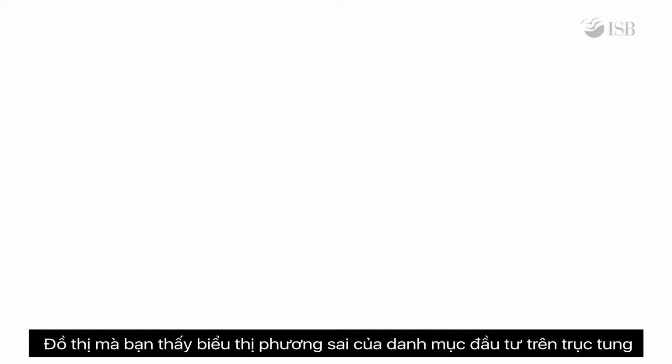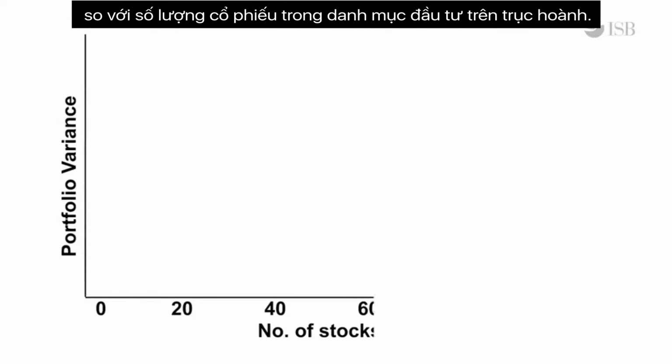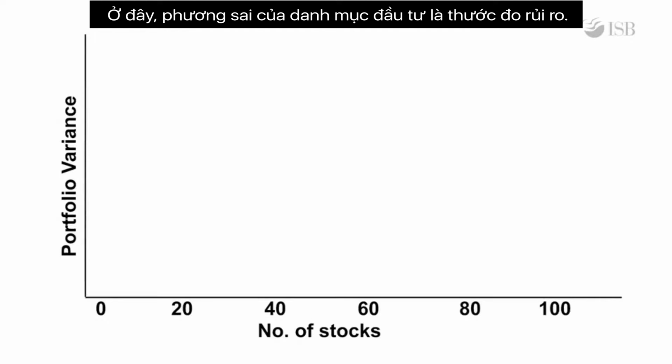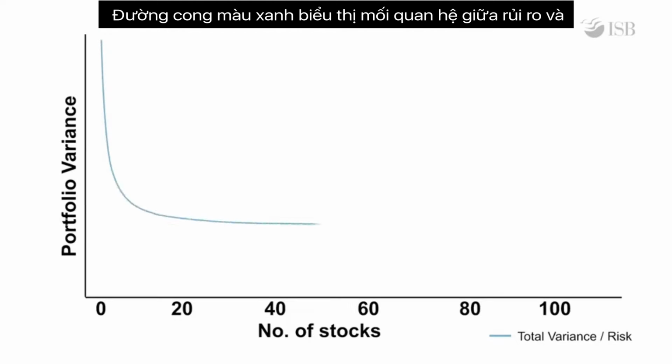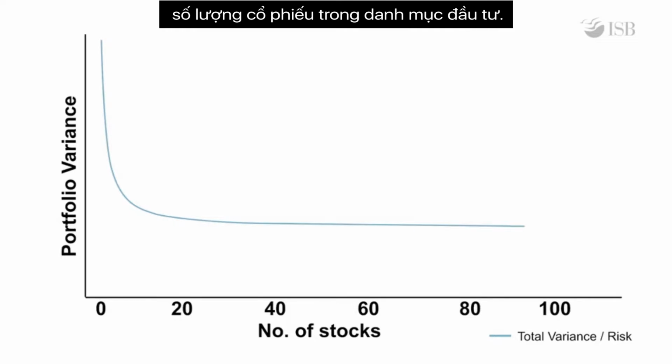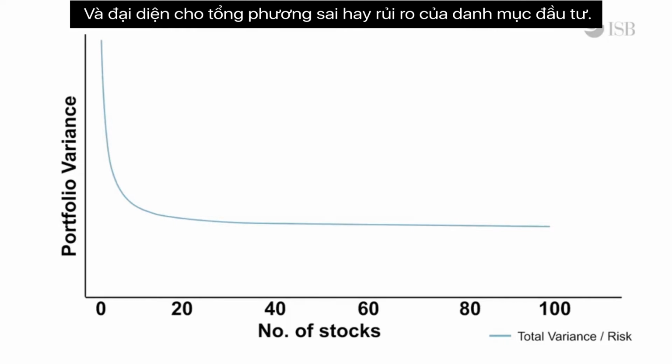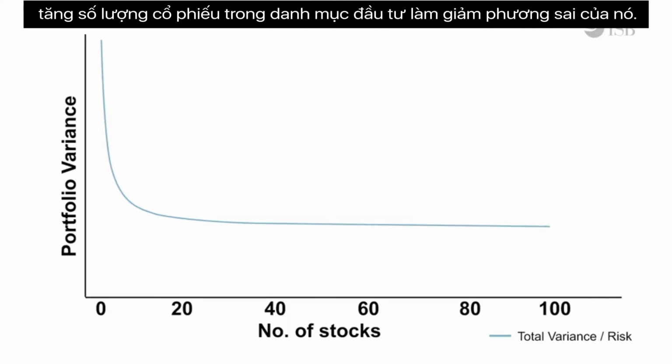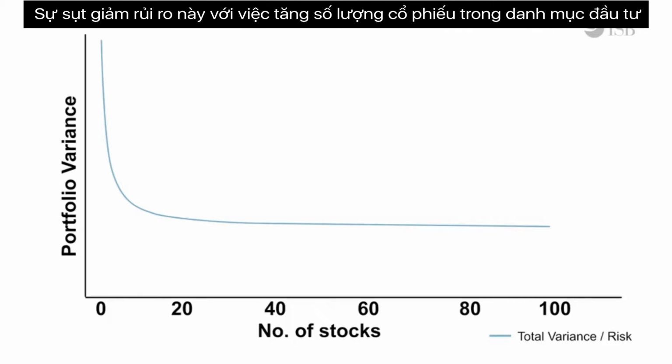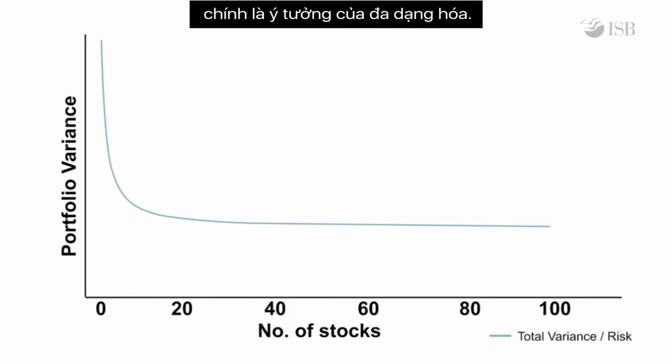The figure that you see plots portfolio variance on the vertical axis against the number of stocks in the portfolio on the horizontal axis. Here, portfolio variance is a measure of risk. The blue curve captures the relationship between risk and the number of stocks in the portfolio and represents the total variance or risk of the portfolio. As you can see, increasing the number of stocks in the portfolio reduces its variance. This drop in risk with increasing number of stocks in the portfolio captures the idea of diversification.